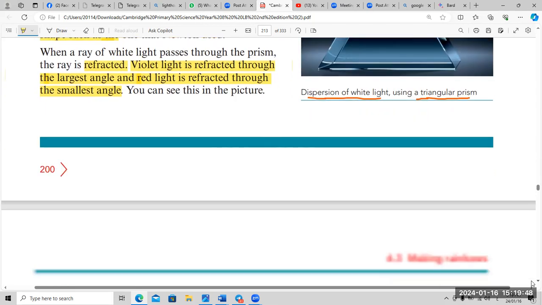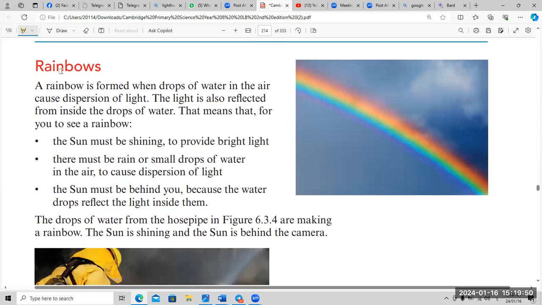Okay. Next one, rainbow. What is the meaning of rainbow here? A rainbow is formed when drops of water in the air cause dispersion of light. What's the meaning of dispersion? We said the definition of dispersion before. It is splitting light into different colors. Do you remember that? Yes. The light is also reflected from inside the drops.